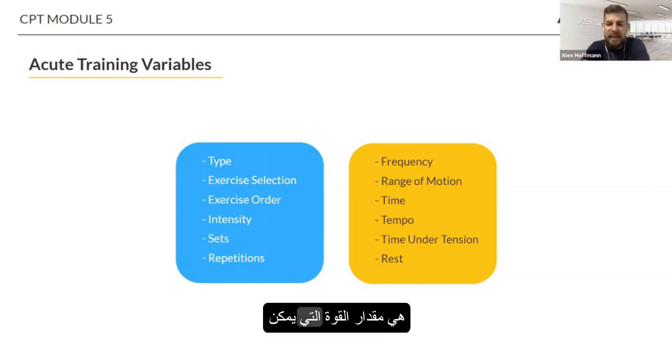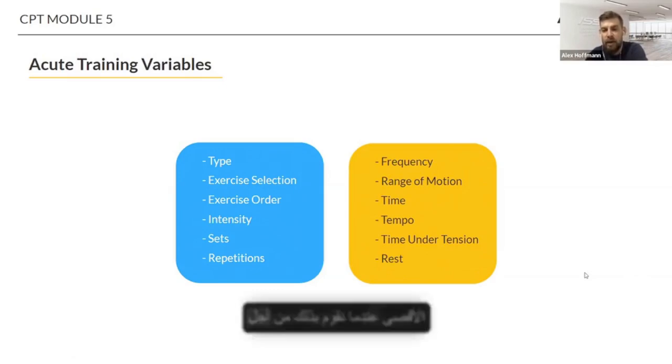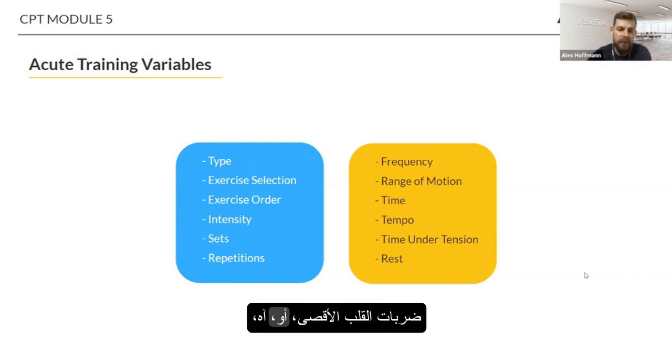Intensity is the amount of force that can be produced in a given exercise or movement that we're doing. So when we're measuring intensity for resistance exercise, that's going to be percent of 1 repetition max. When we're doing it for cardiovascular exercise, that's going to be percent of heart rate max or rate of perceived exertion. Sets is the total number of times that the exercise is completed. Repetitions is the number of times that a movement is completed within a given set. These are things I think you know.